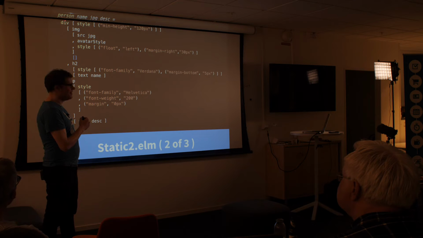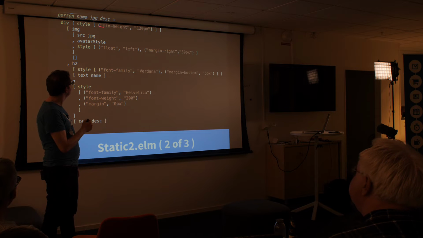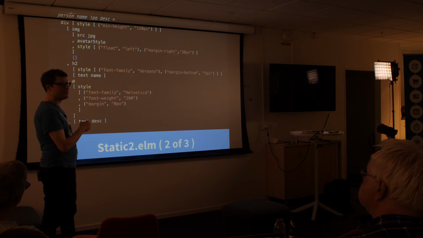Another div here that we encapsulated the person in. We have some styling here. And then we have 3 children: image, H2, P.